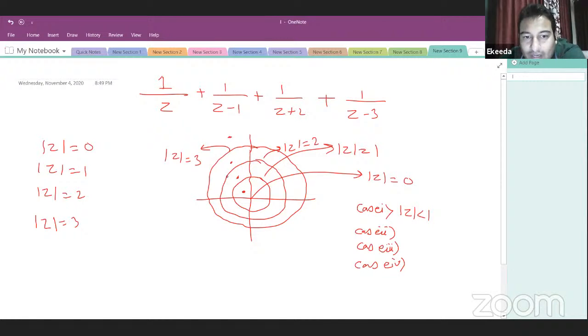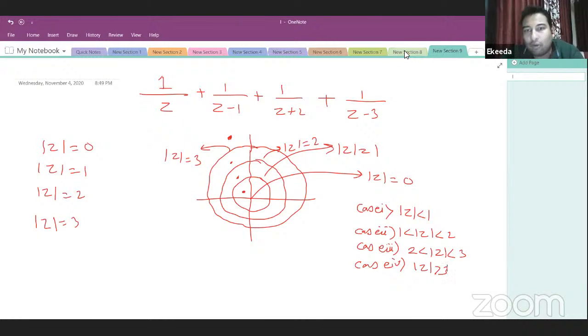What next? A point is here. That means it is lying between 1 and 2, because this circle is 2. Next, this is the point. That means a point is lying between 2 and 3. And finally, the point is here. That is outside 3, so that is mod z greater than 3. So this is the way we write the different cases.